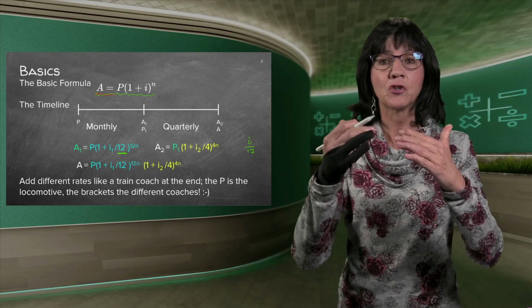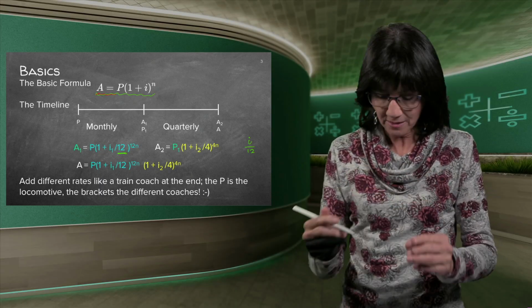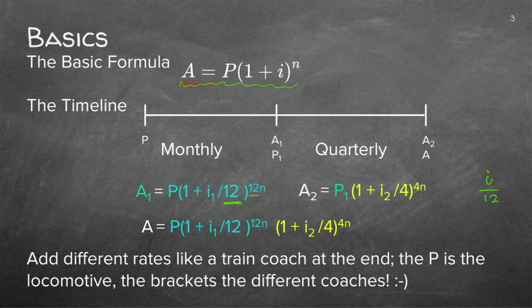And because I now changed the i to monthly, I need to also multiply the n by 12. 12 times n is just 12n. Or if it's quarterly, then I also have to times the n by 4. So it's nothing difficult at all. It's just that you definitely need a timeline so that you can show on your timeline when the interest rate changes, so that you can also incorporate it into your problem.